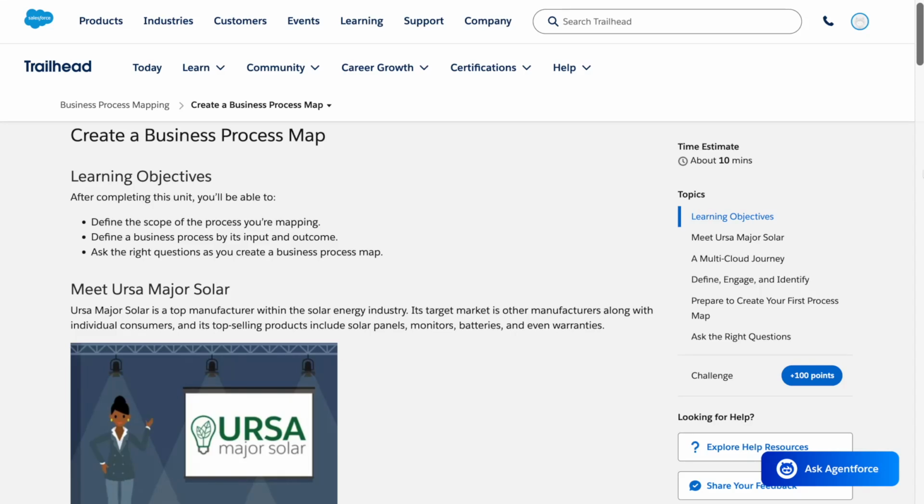Create a business process map. Learning objectives. After completing this unit, you'll be able to define the scope of the process you're mapping, define a business process by its input and outcome, ask the right questions as you create a business process map.